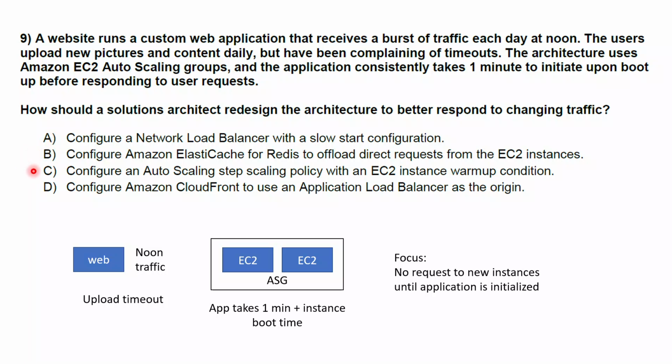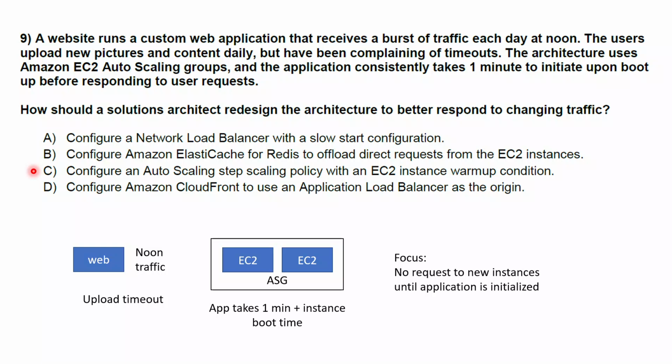Now with choice C, configure an autoscaling step scaling policy with an EC2 instance warm-up condition. Autoscaling indeed has a warm-up parameter that allows additional time to initialize instances. Now, the instances in the warm-up period do not receive requests from the load balancer. So this might be an option to allow extra time for the instance.